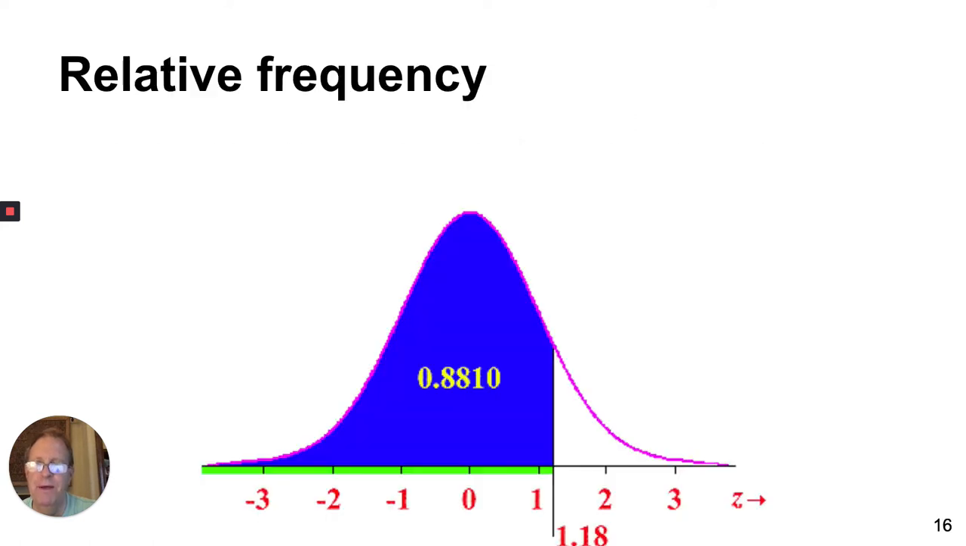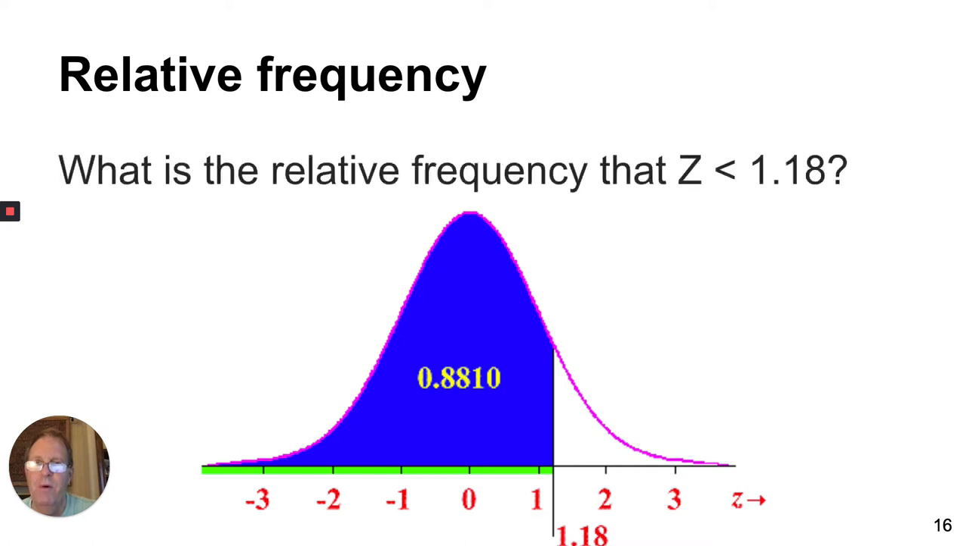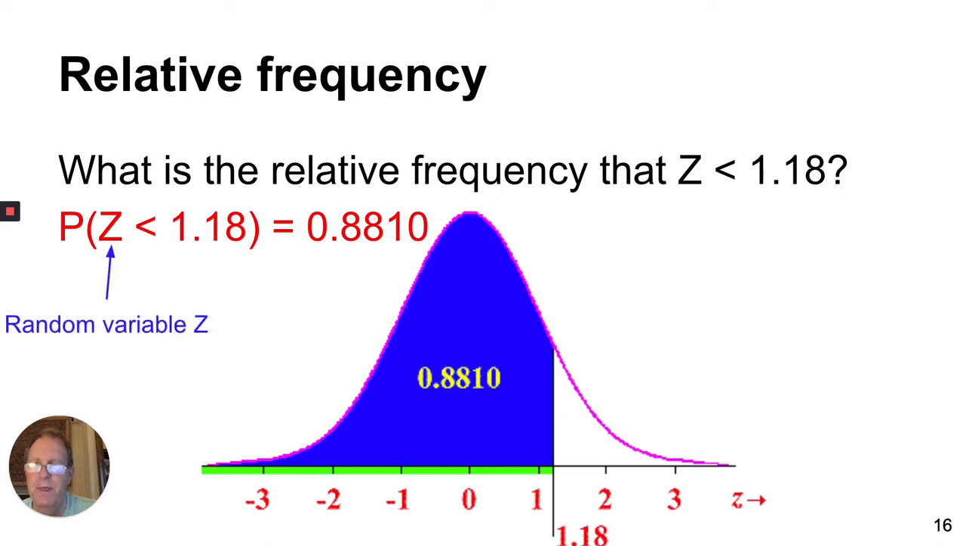Okay, so here's my graph, and I shade my area to the left of 1.18, and I say probability is 0.8810. What is the relative frequency of getting a random Z less than 1.18? Well, I'm going to write this probability expression. The probability of getting a random Z, my capital Z, less than 1.18 is 0.8810. The capital Z is a random variable Z, and the 1.18 is a particular value of Z.